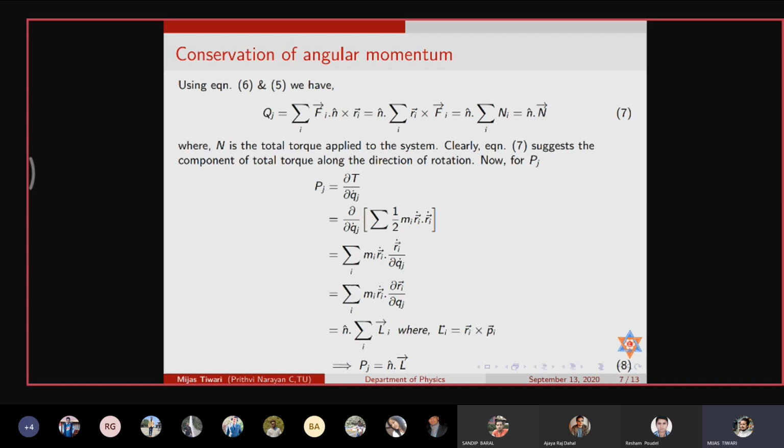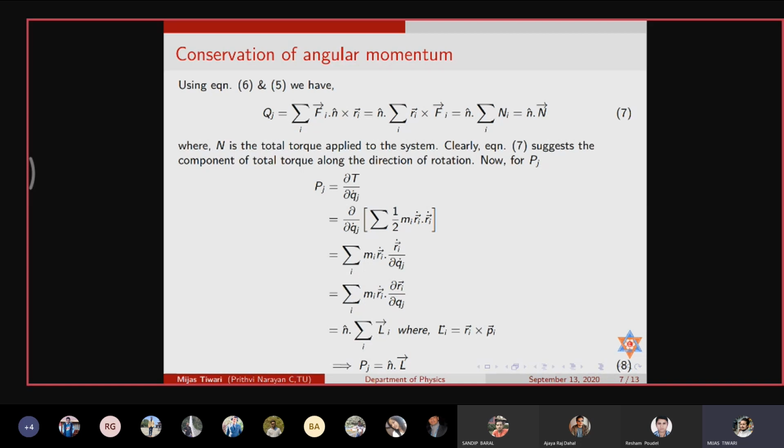Now here we saw that pj also needs to be the component about the same direction, right? Which is the partial derivative of kinetic energy with respect to velocity. And substituting the values and doing math, we come to equation number 8, which shows that pj is the component of total angular momentum L bar about the direction n cap.